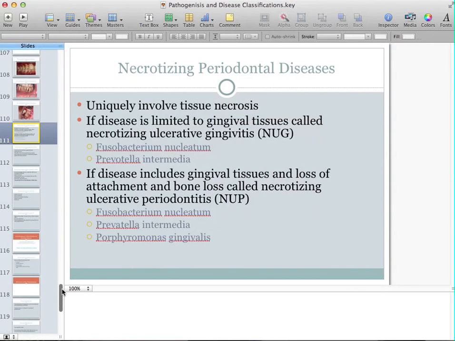Necrotizing periodontal diseases uniquely involve tissue necrosis. If disease is limited to gingival tissues, it's called NUG. The bacteria associated with this would be Fusobacterium and Prevotella. And then if the disease includes gingival tissues and loss of bone and attachment, it's called NUP. So NUG is gingivitis, NUP is periodontitis. In NUP, you'll see Fusobacterium, Prevotella, and also P. gingivalis.